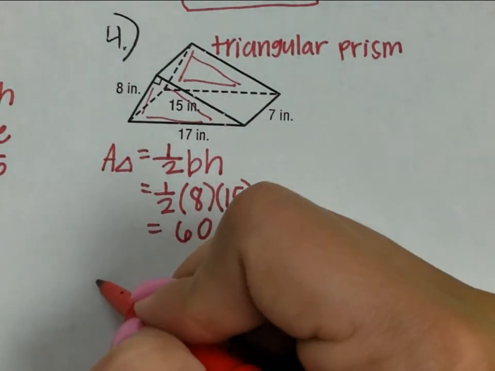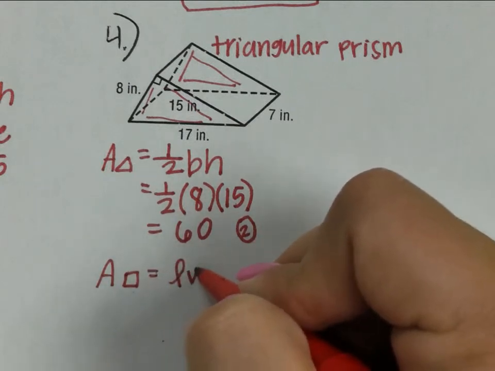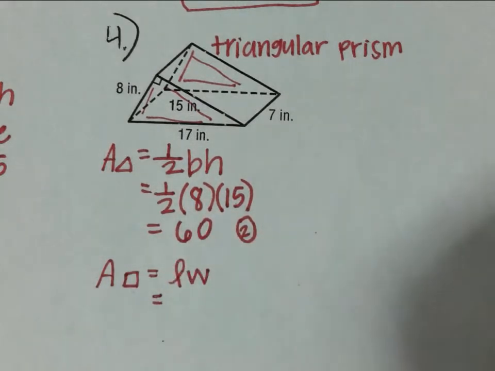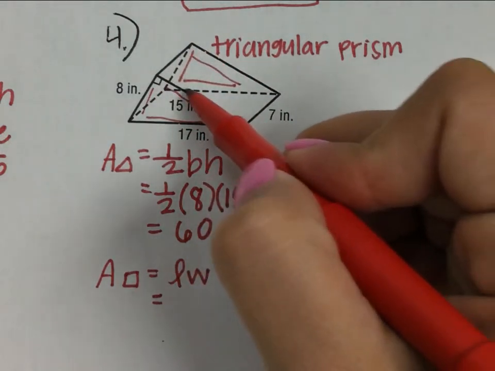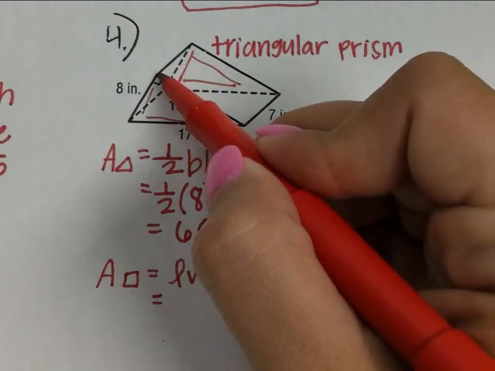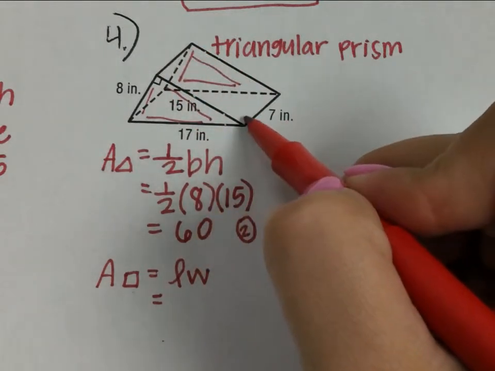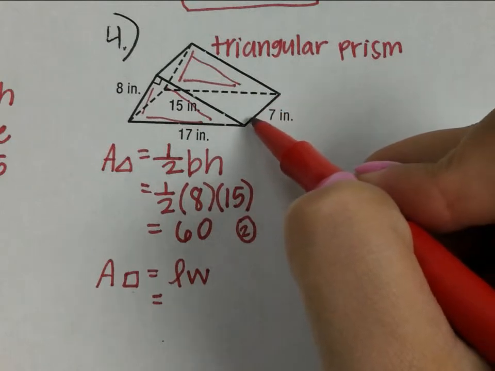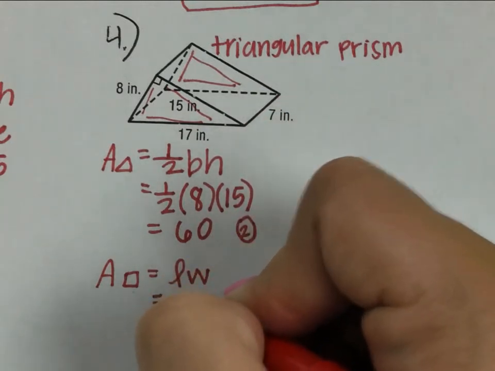So now I need to find the area of the rectangles, which I know is going to be length times width. So let's say we look at this rectangle right here on top first. It's 3 rectangles, right? Yes. So what would my length and width of that rectangle be? 7 and what? 15. Good. So it's going to be 7 times 15.